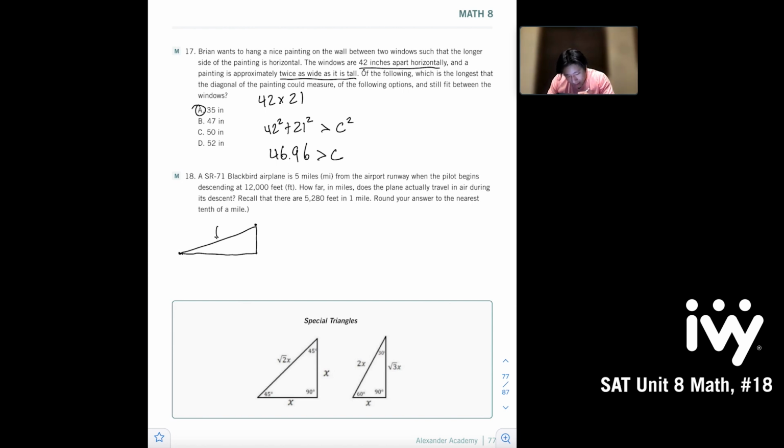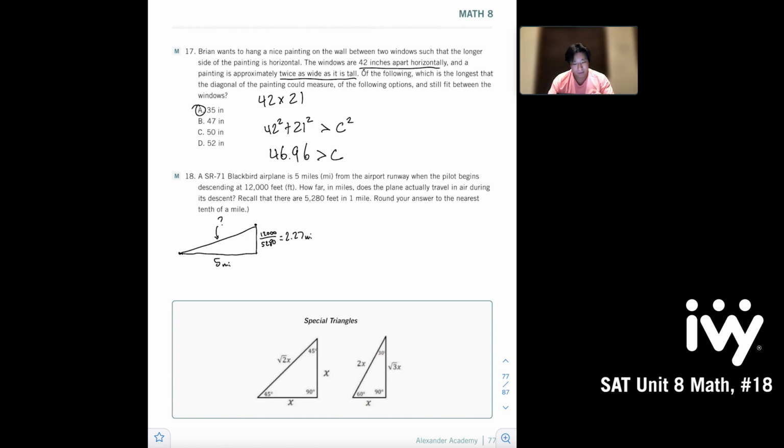So this is the distance it actually travels. This is what we're looking for. And we are 5 miles from the airport runway, so we'll call this 5 miles. And we are 12,000 feet in the air. So converting that to miles, we have 12,000 feet divided by 5,280, which gives us about 2.27 miles.